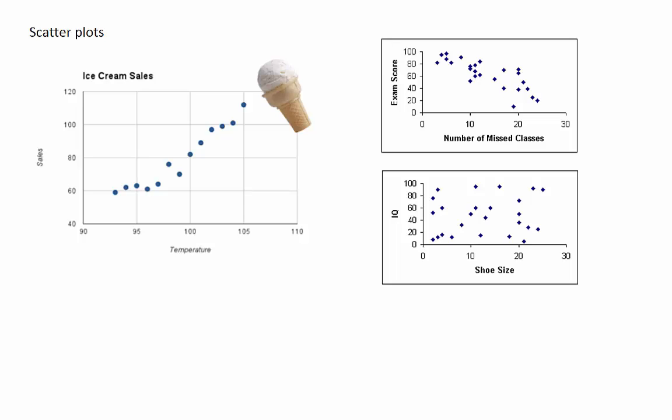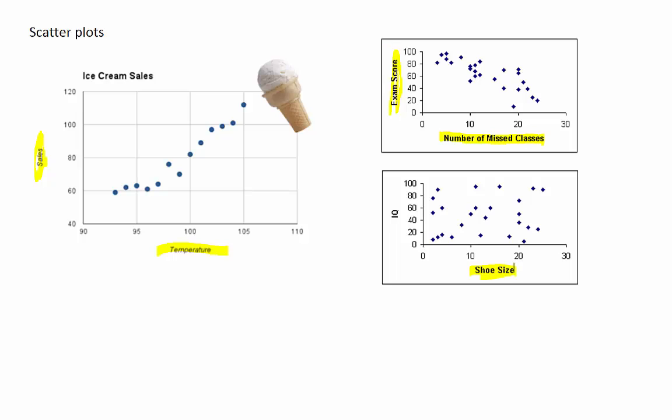In these first three examples, we have scatterplots that help us see relationships between two variables. In the first example, we see that as the temperature rises, the ice cream sales increase. In the second graph, this scatterplot is showing us a relationship between the number of missed classes and the exam score. So we notice the relationship between these two variables is in a different direction.